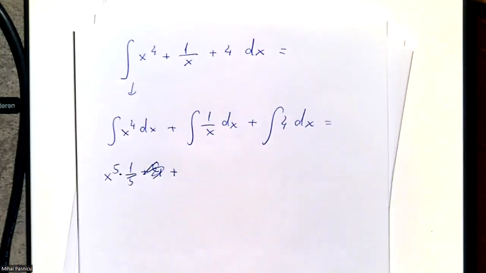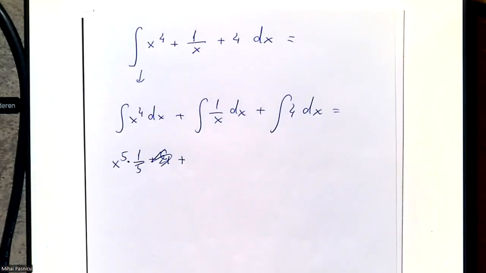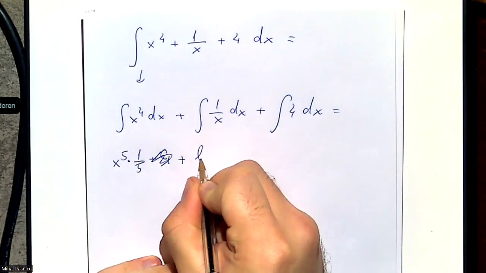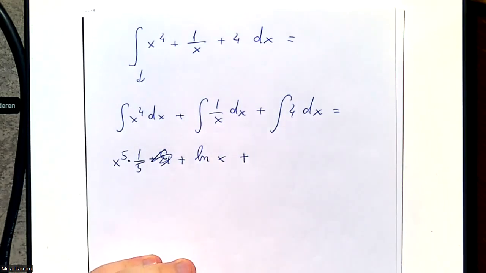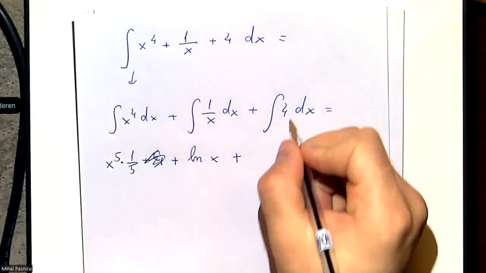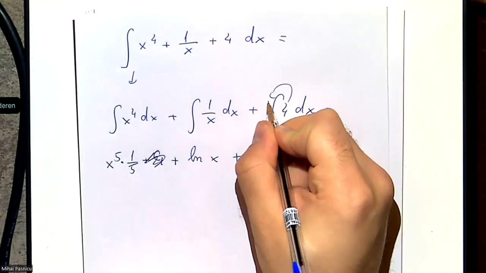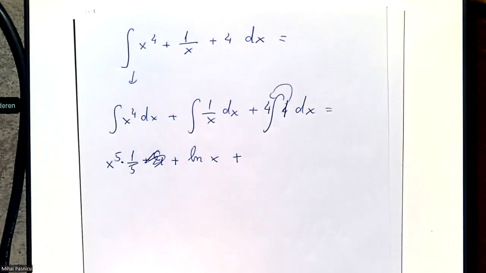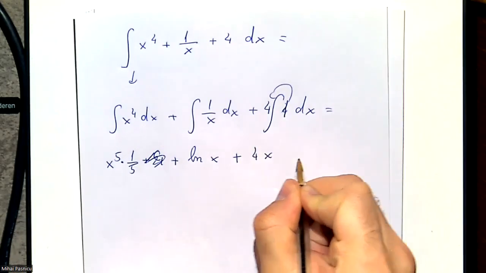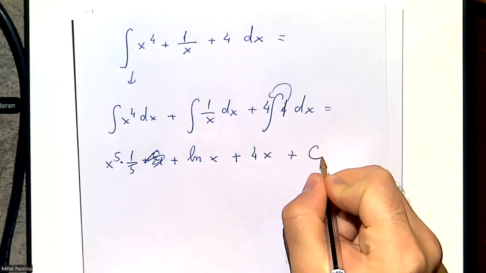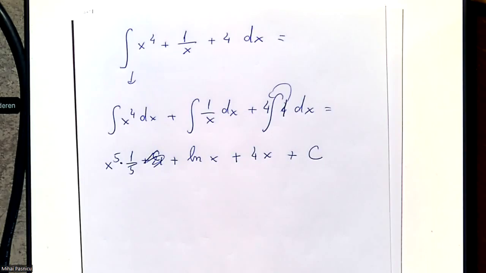So you either memorize it again or you think about it. What do I need to take a derivative of to get 1 over x? And the answer is, you scroll through your head and you just get log of x, or ln of x. Ln of x plus, again, I'm just moving this 4 in front, so I have 4 times 1, and this is just 4x. And I said just slam a constant at the end. And this is my answer.